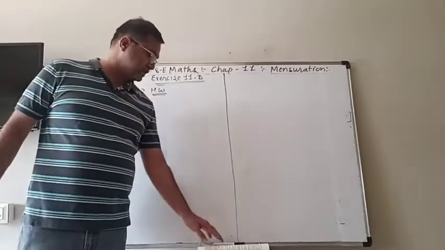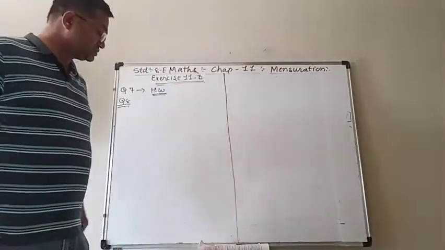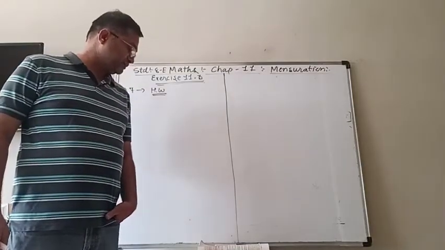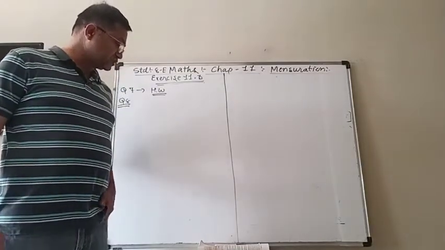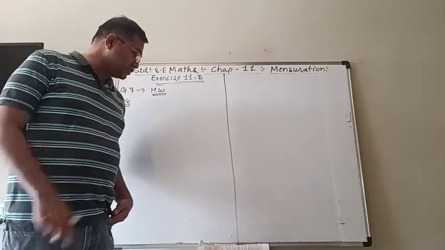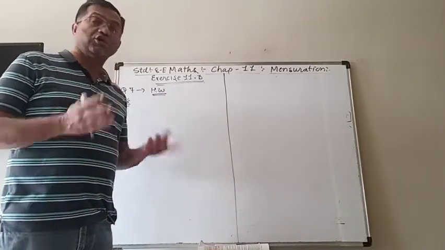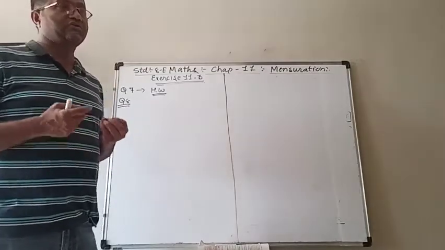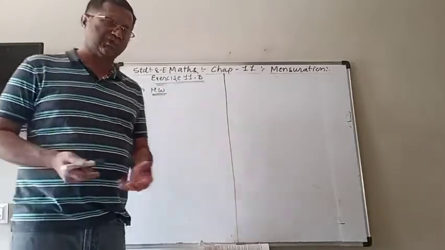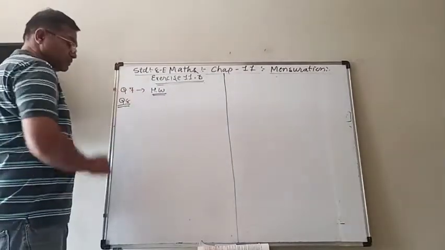Now question 7 is very simple, in which the radius of the cylindrical tank and the height is also given, and how much sheet of metal is required. It is a closed cylindrical tank. It means that we have to find the TSA of the cylindrical tank. So it is very simple. So you can do it.